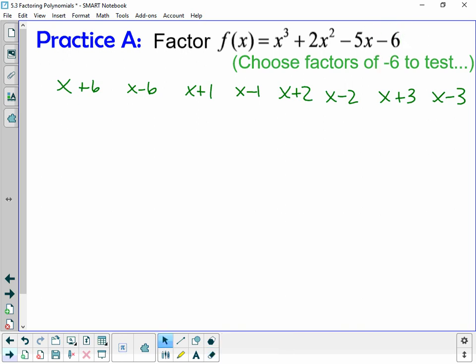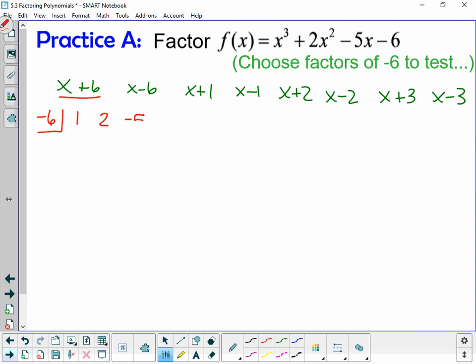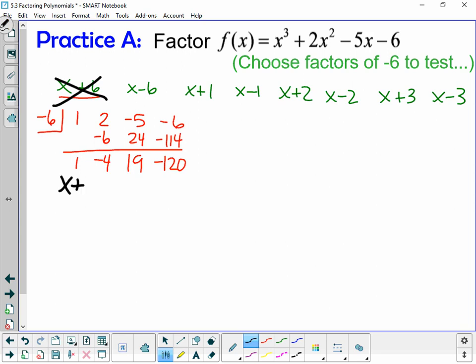Well, you just pick one to try. Maybe we'll try this one. Let's test this. So if we set up our synthetic division, and we drop it down, multiply it, add it up, multiply it, add it up, multiply it. Should be able to do that in my head, but it's been a long day. 114, add it up, -120. That means we failed. That is not a factor. X plus 6 is not a factor.